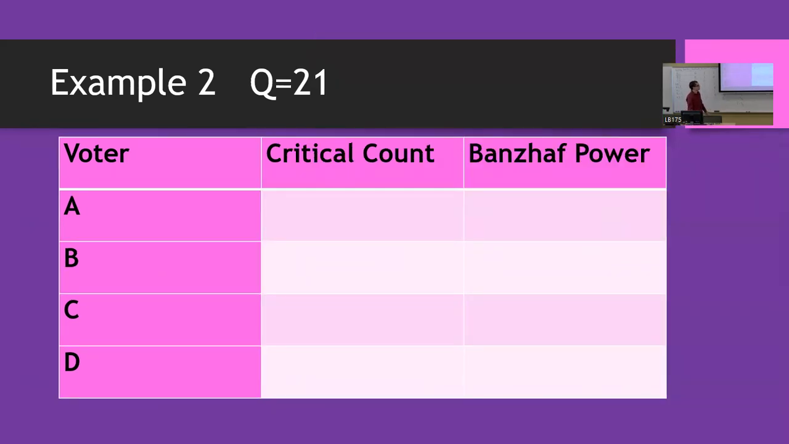And this is what I just wrote down. Critical count was 0, 4, 4, 4. Banzhaf power 0, 4 out of 12, 4 out of 12, 4 out of 12. Is that all right?